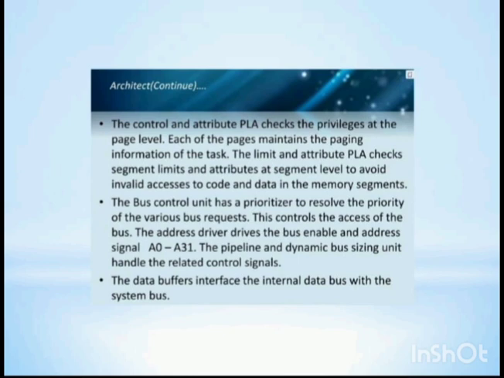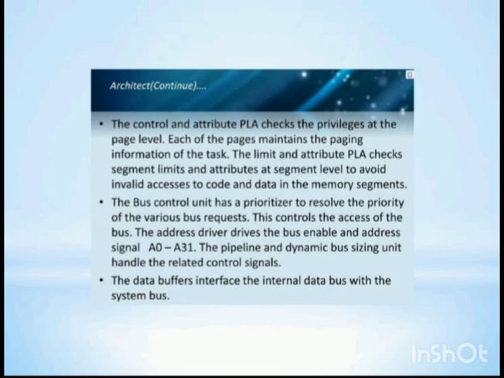The control and attribute PLA checks the privileges at the page level. Each of the pages maintains the paging information of the task. The limit and attribute PLA checks segment limits and attributes at the segment level to avoid invalid access to code and data in the memory segments.